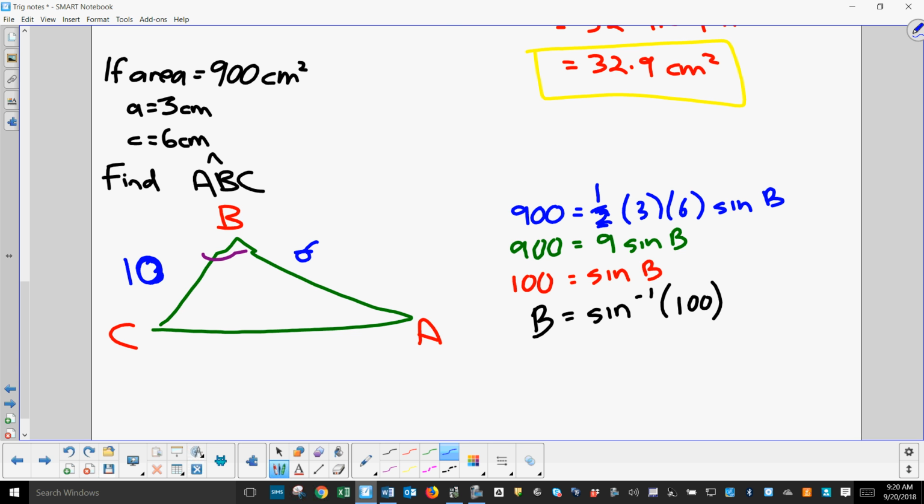Doesn't the hypotenuse have to be along the side? Yeah, that's what I thought. That was if it was a right angle triangle. Okay, good point. It's good that you're thinking about things like why isn't it working? But I must have made an impossible triangle somehow. Okay, so 900 equals a half times 10 times 6, which would make it 30. And what's 900 divided by 30? It's 30. So let's say 30 equals sine B.